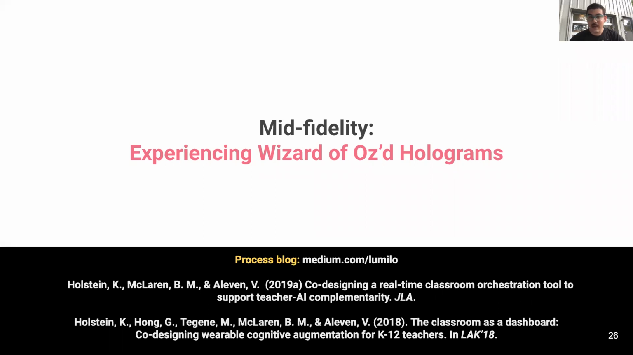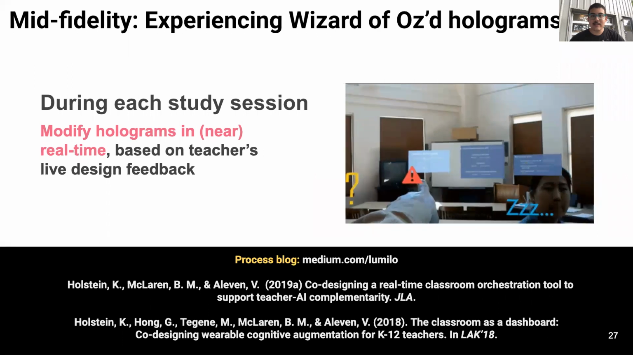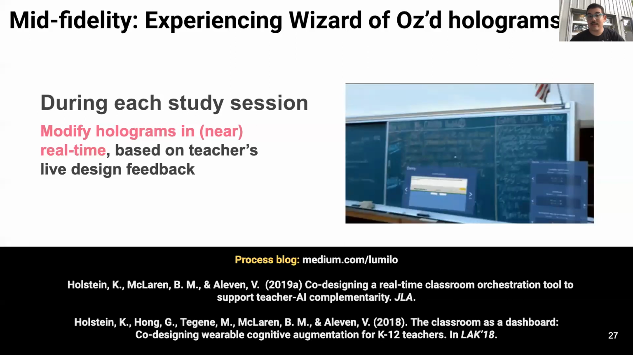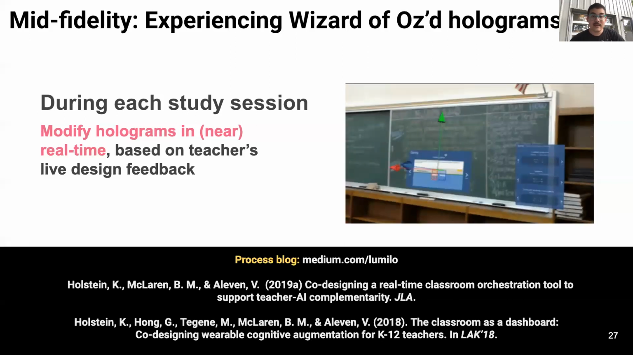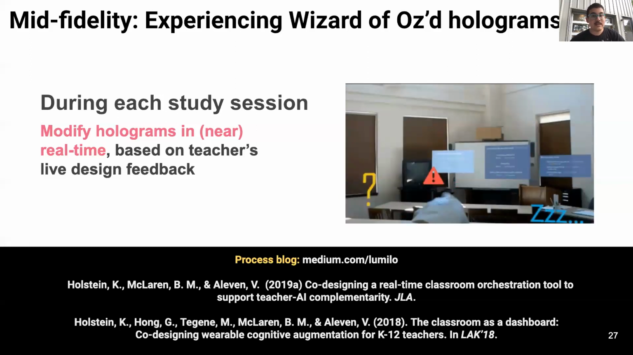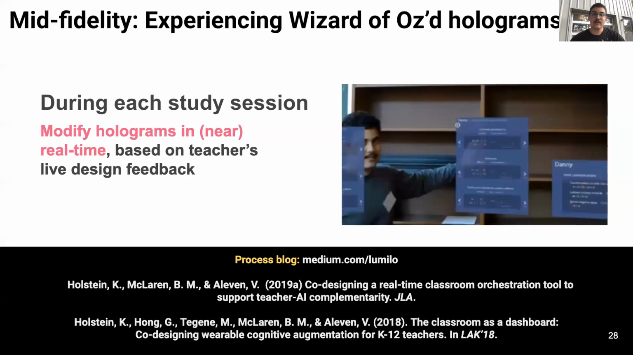After encouraging feedback from these prototyping sessions, I next moved to higher fidelity experience prototyping using the Microsoft HoloLens. During each study session, I placed holograms throughout a teacher's physical classroom space, and I was able to modify these holograms in near real time based on a teacher's live design feedback by editing images that were synced with the app while the teacher viewed these through the HoloLens. And teachers also had the opportunity to experiment with decorating their classrooms with different combinations of information displays while thinking aloud and providing design feedback.